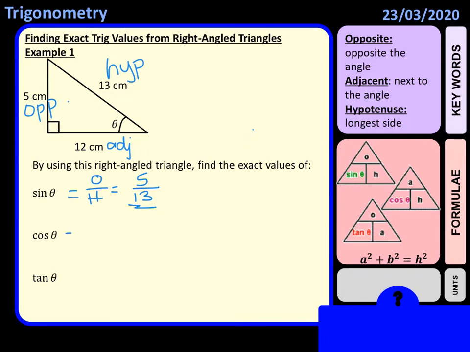Obviously we can then do the same for cos. So if we go over to our formula triangle, cos theta is A over h. And so A over h, adjacent over hypotenuse, becomes 12 over 13. And finally for tan, theta is opposite over adjacent. So the opposite is 5 and the adjacent is 12. So the exact value for tan theta is 5 over 12.